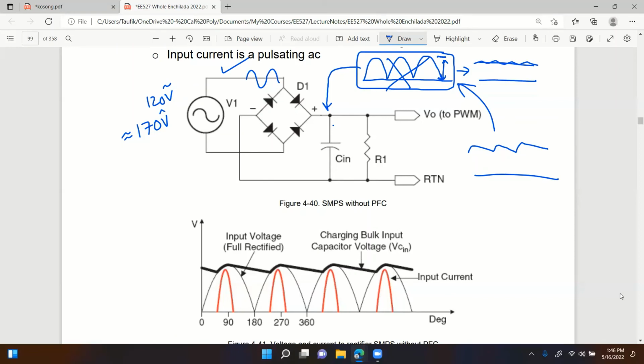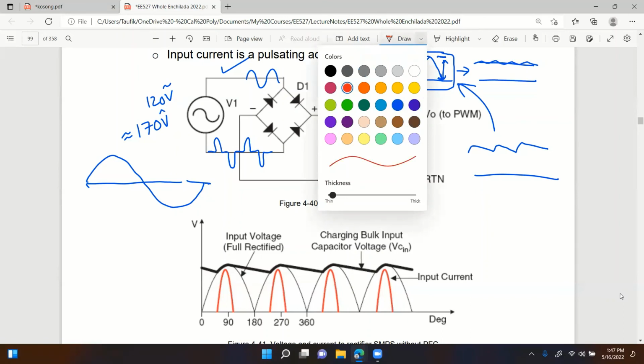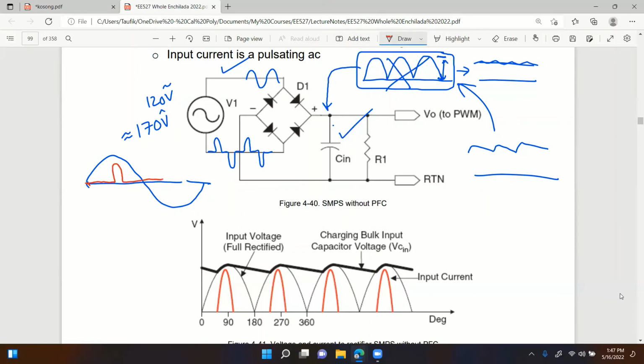So now the DC output is better, but the cost of it would be a much worse input, right? So the input current will look like this, pulsating current. And of course, that would produce a low power factor, if the input voltage is still a sine wave, but the input current looks like this. Then you can see how bad it is in terms of the power factor, right?